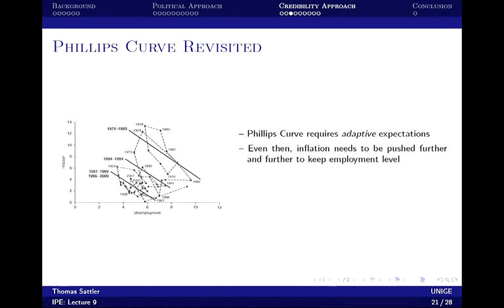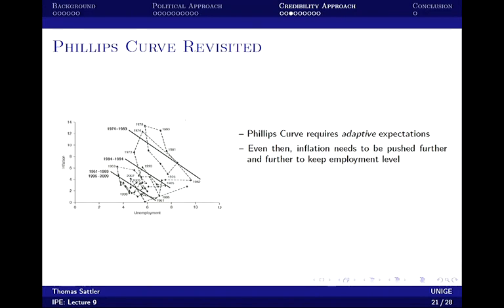So if you look at inflation and unemployment in this year, 1961 to 1969, this is what I just showed you, right? But then the inflation rate increased massively up to here because all this was not credible anymore. And to bring inflation down, they now needed to bring unemployment up, and we moved backwards again.